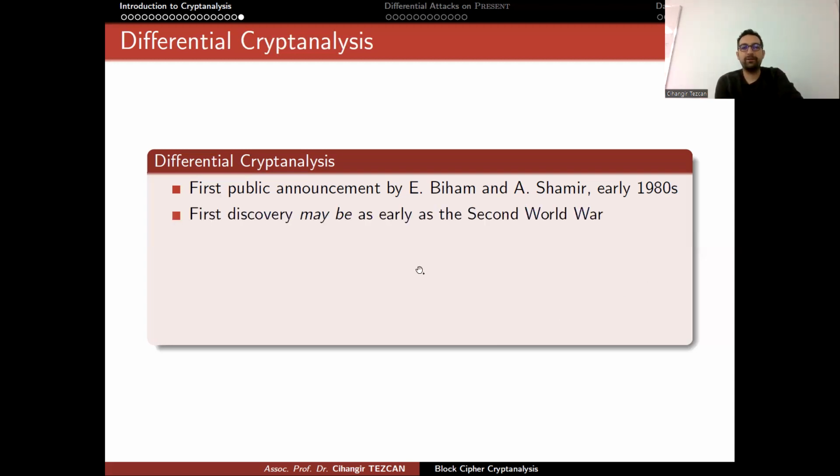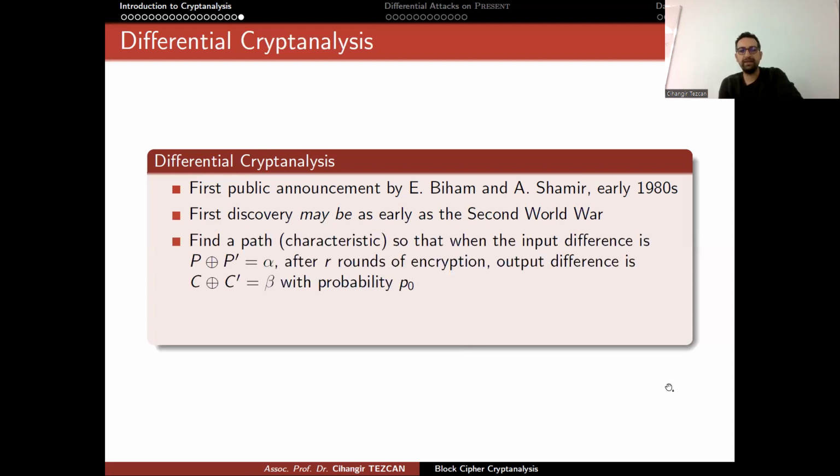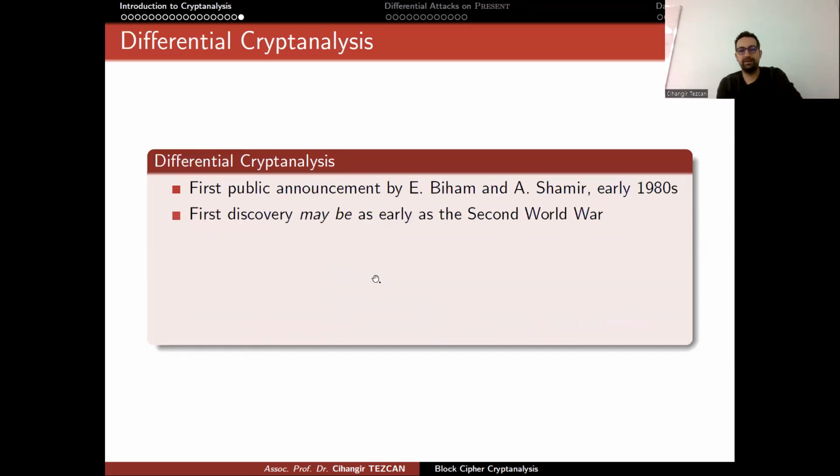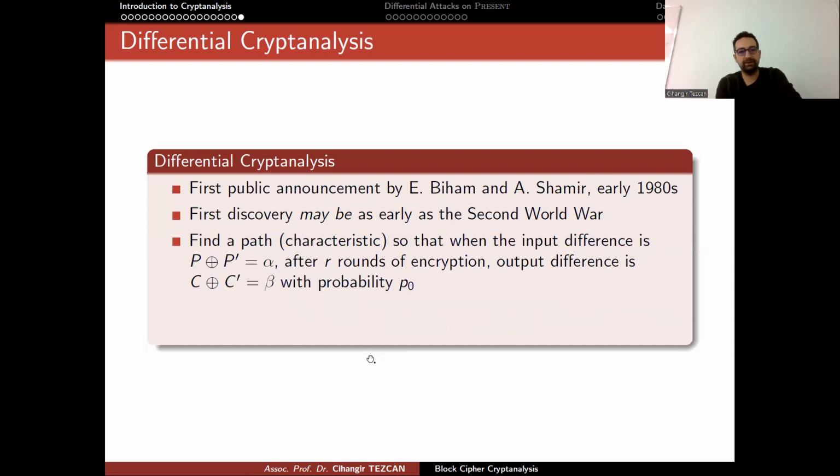So the first discovery, again, as I said, maybe as early as the Second World War. The idea in this case: if we go back, linear cryptanalysis is a known-plaintext attack because we are trying to find a relation between input and output. So all we need to know is the plaintext and ciphertext. We don't need to choose anything here. But this will be a chosen plaintext attack.